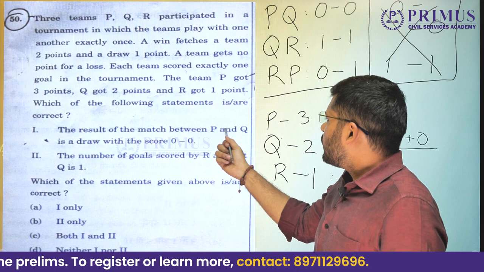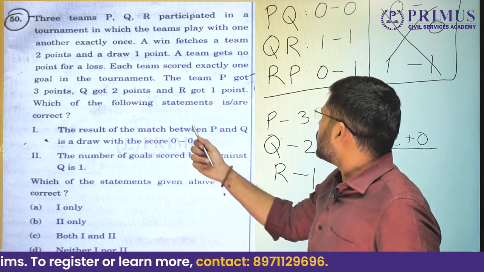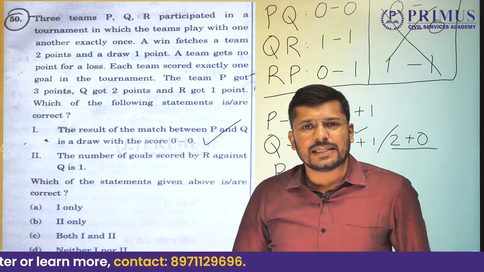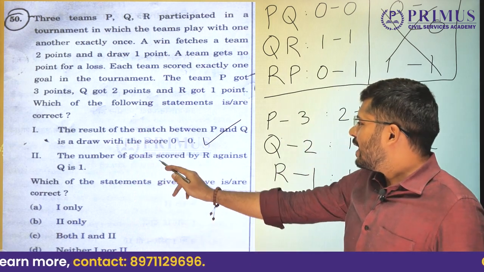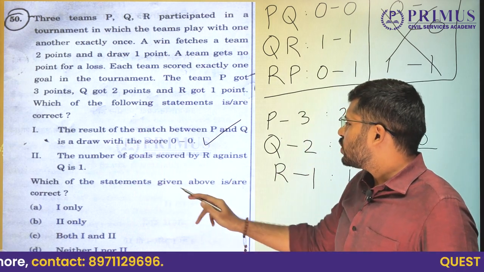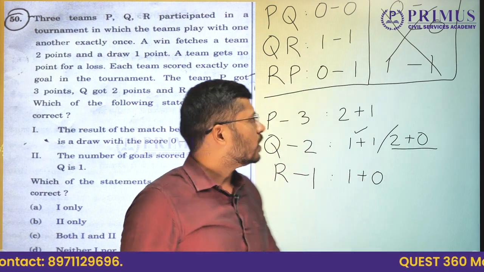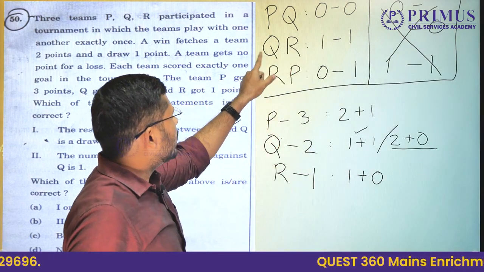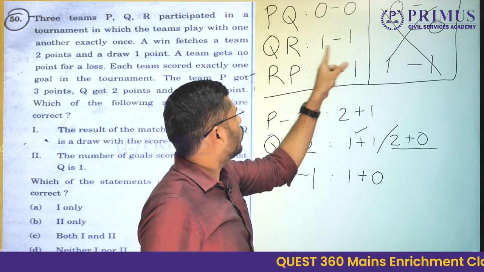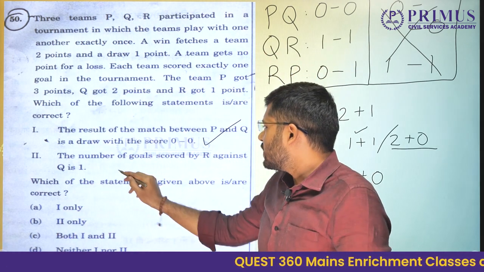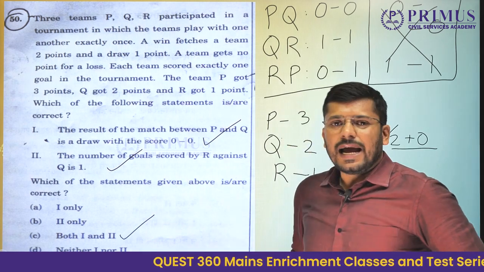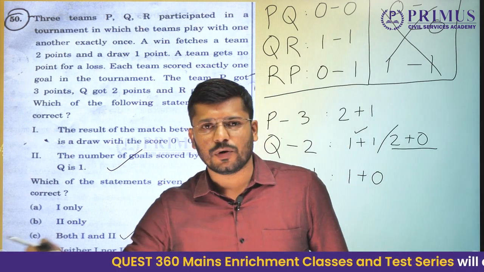The result of the match between P and Q is a draw with score 0,0. P and Q 0,0. Yes, statement 1 checks out. Statement 2, the number of goals scored by R against Q is 1. Yes, R has scored 1 goal against Q. So statement 2 is also correct. So our answer will be both 1 and 2. Okay, we'll go further now.